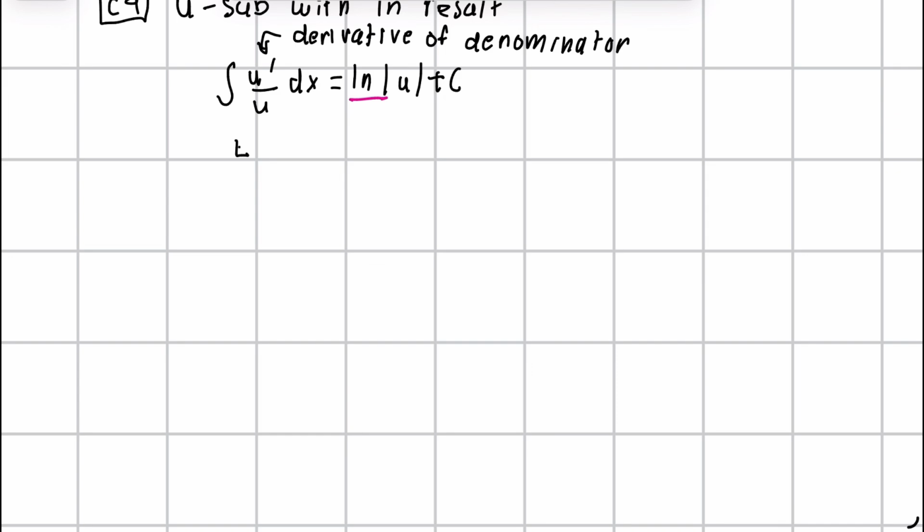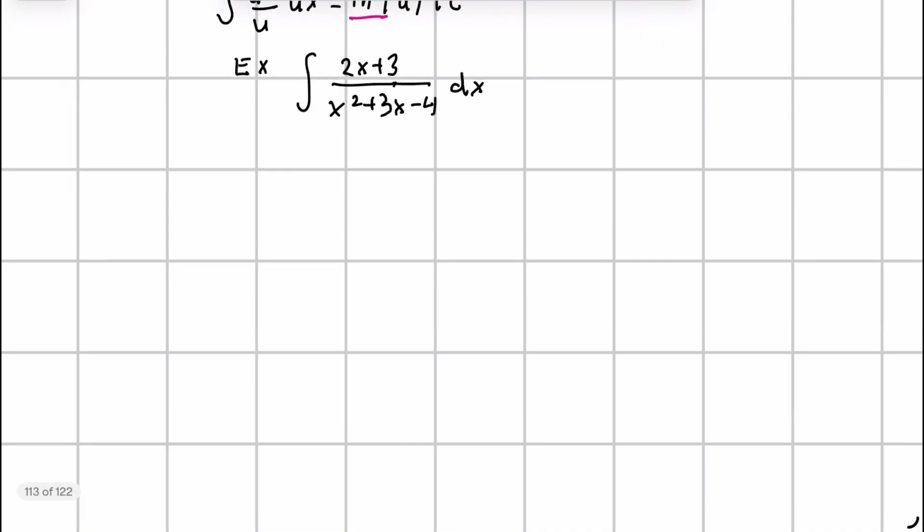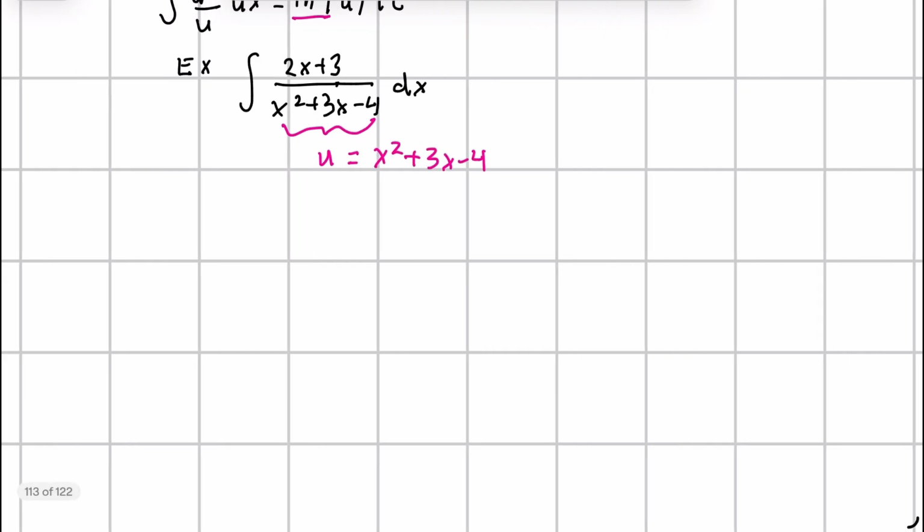So let's say, for example, we have the integral of 2x plus 3 divided by x squared plus 3x minus 4, all dx. And then we're going to see that in the denominator, we have this for u. So we're going to say that u is equal to x squared plus 3x minus 4, because that is our denominator, right? So let's take the derivative of this, and then we can see conveniently that's going to be 2x, moving that to the front, and then 2 minus 1 is just 1.